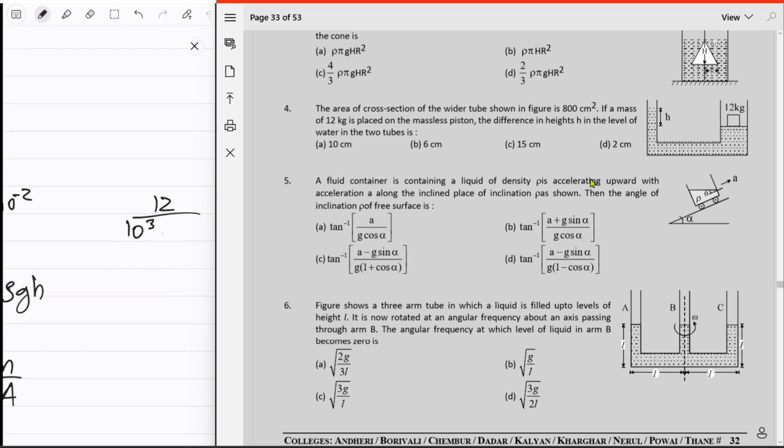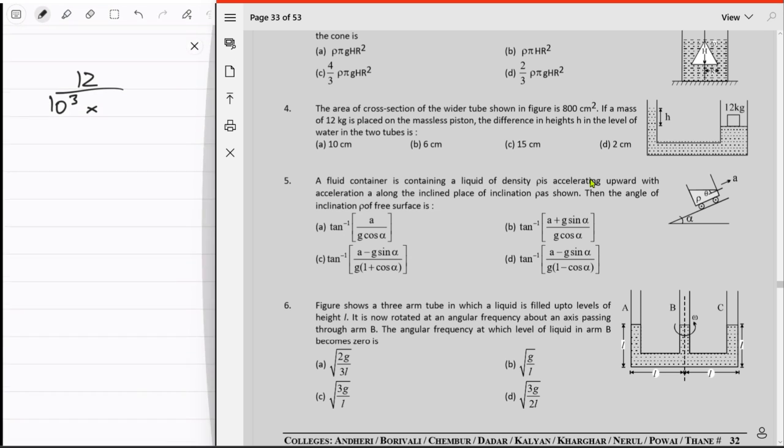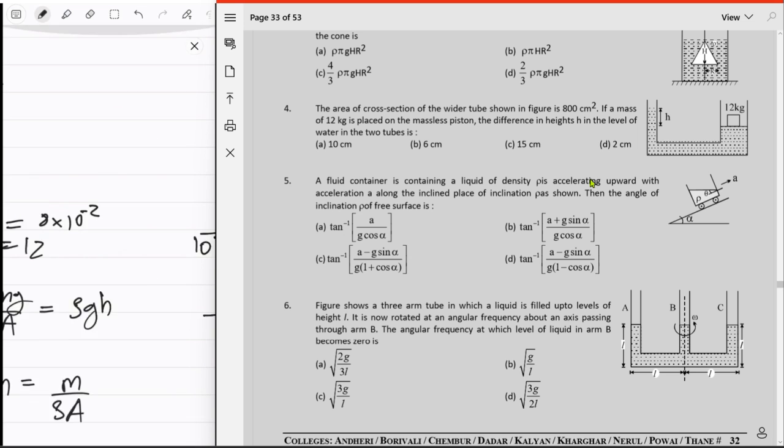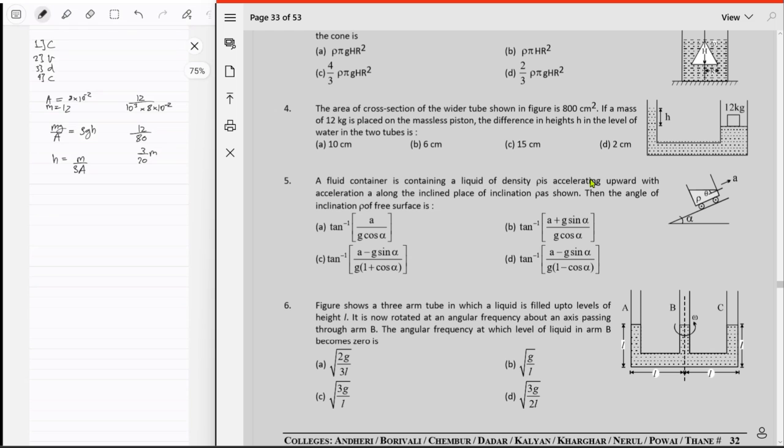So this is the density of water times, what was the factor A? Area is just this thing, 8 times 10 power negative 2. It's just 12 upon 8 times 10 power 1, just like 12 upon 18. So 3 upon 20, right? And this is in meters, I think, so it's 15 centimeters, which is C. Next question, fifth.